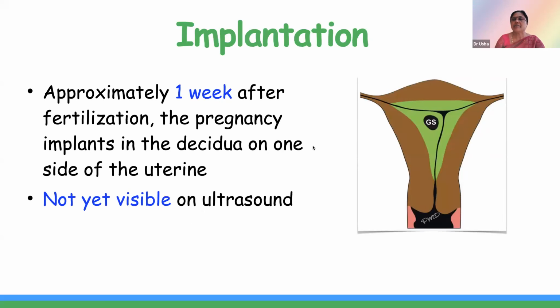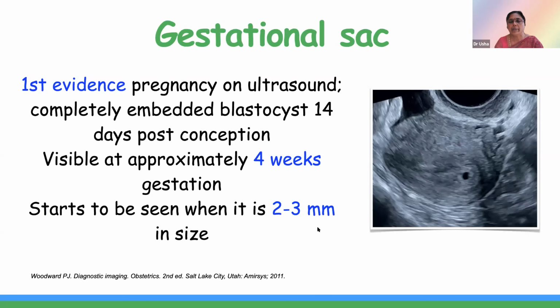After fertilization, which happens in the ampullary portion of the tube, the fertilized ovum migrates towards the uterus. In the uterus, after 1 week of fertilization, it gets implanted, usually in the upper part of the uterus, into the endometrium, usually on one side. But at this point, it is too small and still not visible by ultrasound. For us to see anything in ultrasound, it has to be at least 1 or 2 millimeters.